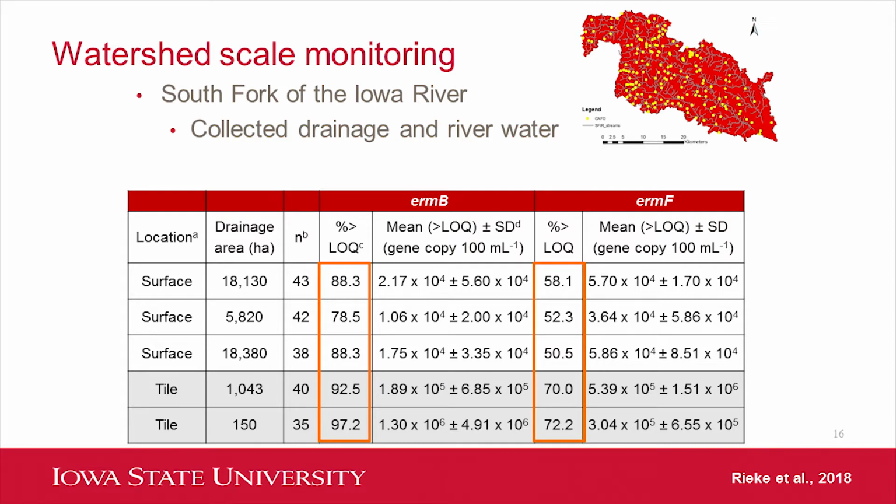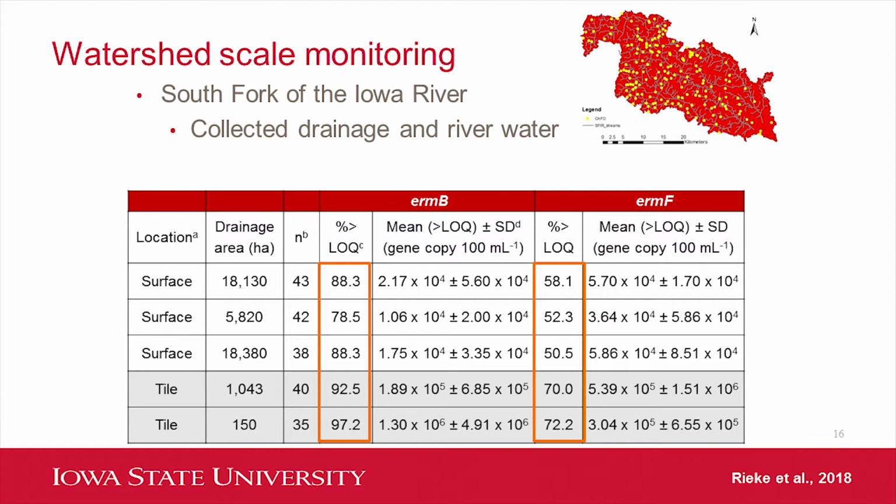And then the last project that I wanted to share with you is some of the watershed scale monitoring. So you can see the map of the watershed. That's the South Fork of the Iowa River. It's a large watershed, and each yellow dot is a location of a CAFO. And so this is a really heavily manured watershed, and we partnered with USDA ARS. They have an intensive monitoring network in this watershed, and we were able to get drainage and river water over several years and from multiple locations within the watershed.